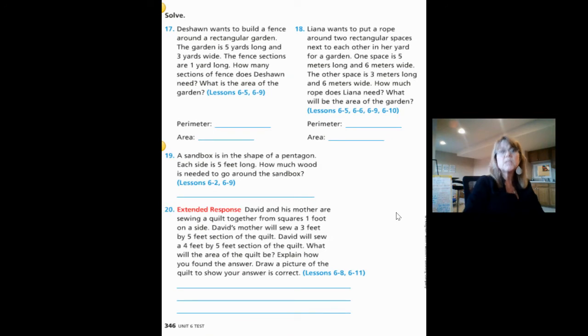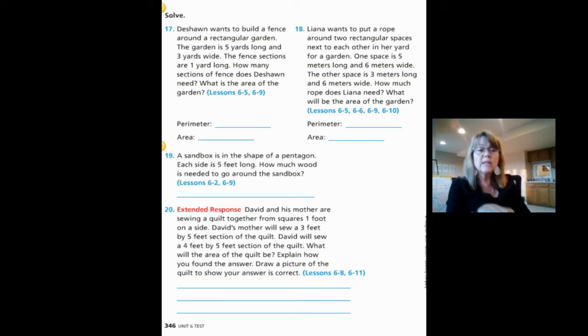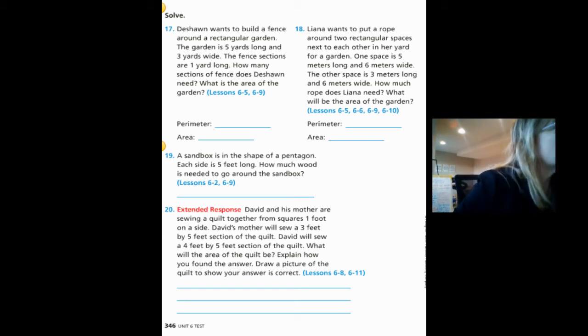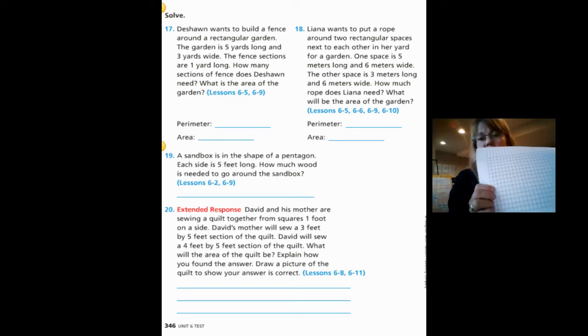Hint, hint. Here we have 2 word problems where you're going to find the perimeter of a shape and the area of a shape for each of these. Remember, perimeter going all the way around, area is what's inside, area is length times width, perimeter is adding all the sides. If you need dotted paper to help you with anything, you still have that with your pack, as well as you have the grids, the grid paper. Okay.